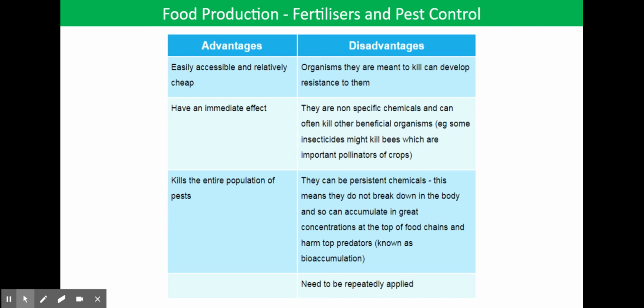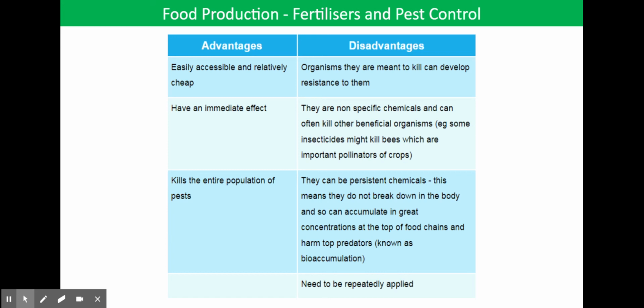However, organisms that they are intended to kill can develop resistance to them, and therefore the pesticides are no longer effective. They are not specific chemicals, and so can actually kill other organisms which would have otherwise benefited the crops. So, for example, they might kill bees, which are really important in plant pollination.